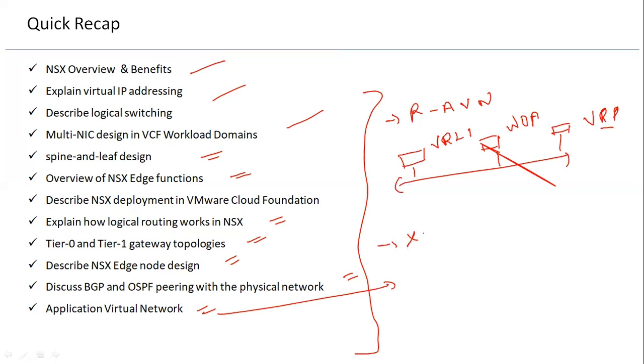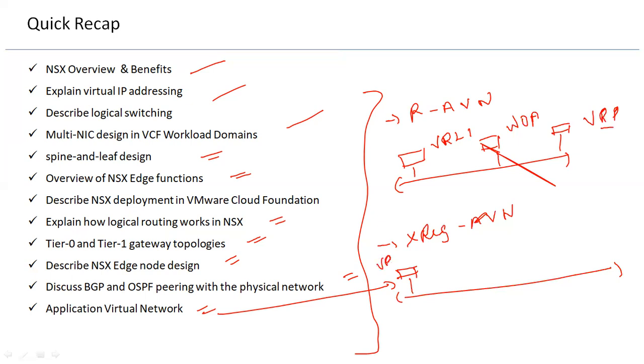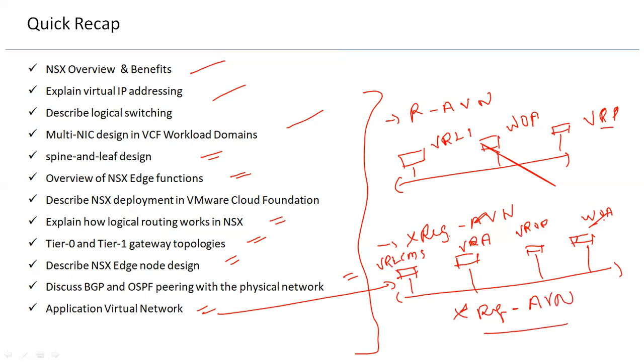When we refer to the cross-region AVN, in it we connect Aria Suite Lifecycle Manager, or vRealize Suite Lifecycle Manager, the same thing, the vRLCM suite. Then we deploy vRA with the cross-region, we deploy vROps with the cross-region, and we deploy the clustered Workspace ONE Access with the XRG segment or XRG AVN. That is the important thing we have to keep in mind.